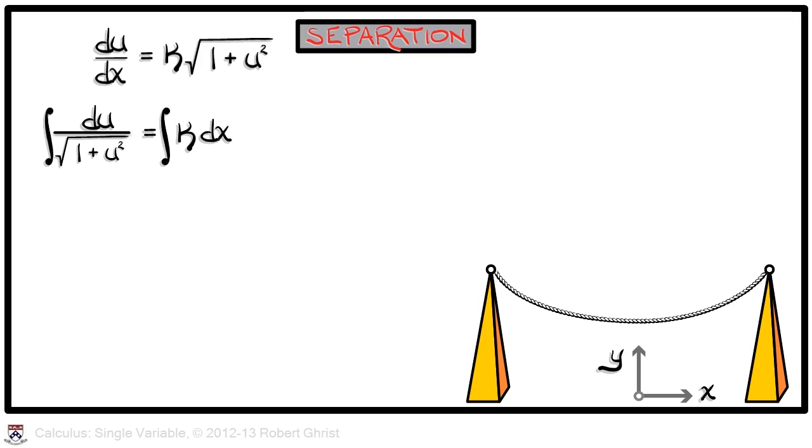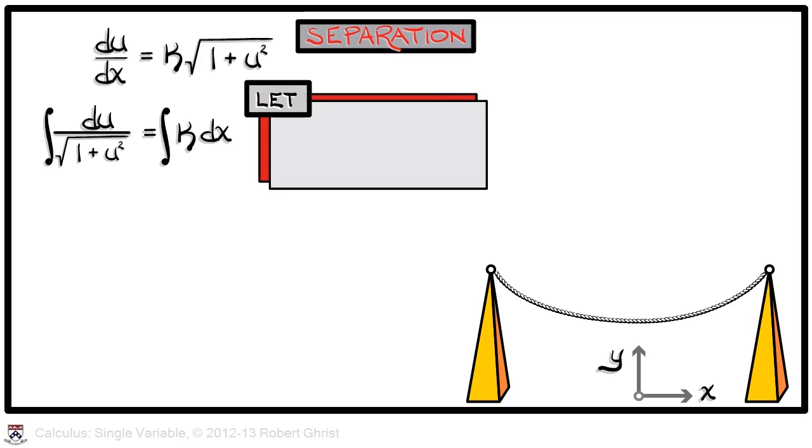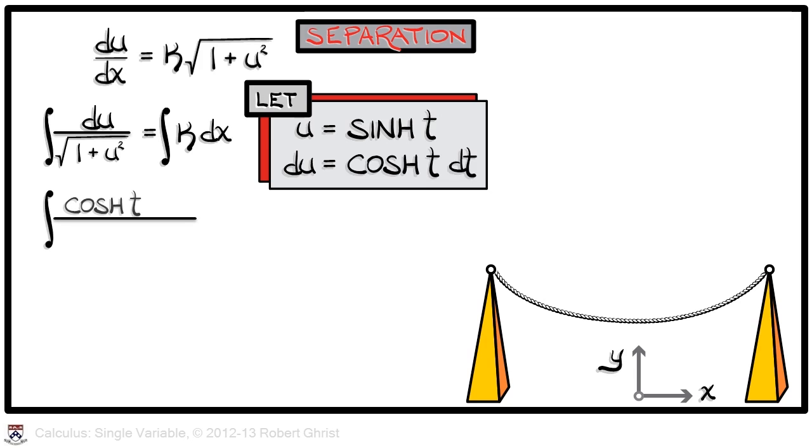Integrating both sides yields what? Well, on the left, we're going to have to apply a substitution. And I think this is an ideal candidate for a hyperbolic trigonometric substitution. If we let u be sinh t, then du is cosh t dt. And we have on the left the integral of cosh t dt over square root of 1 plus sinh squared t. The right integrates simply to kappa x plus a constant.